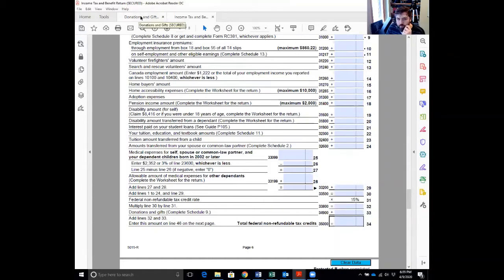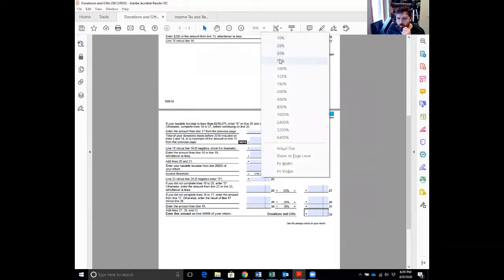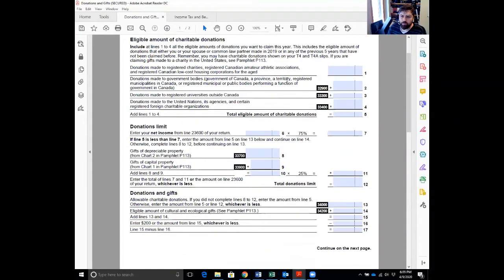So let's just take a look at the donations form, which is a Schedule 9, donations and gifts. Okay. So just some things that are different about other tax credit amounts. So right away here, you might notice that there's a donations limit. So we put our net income here times 75%, and that's the limit that we can donate.